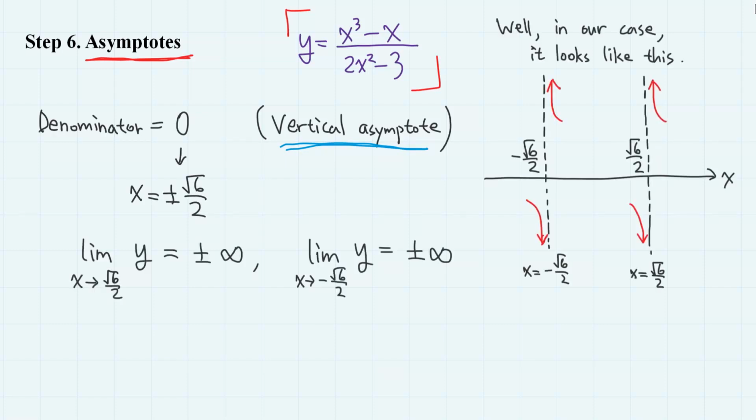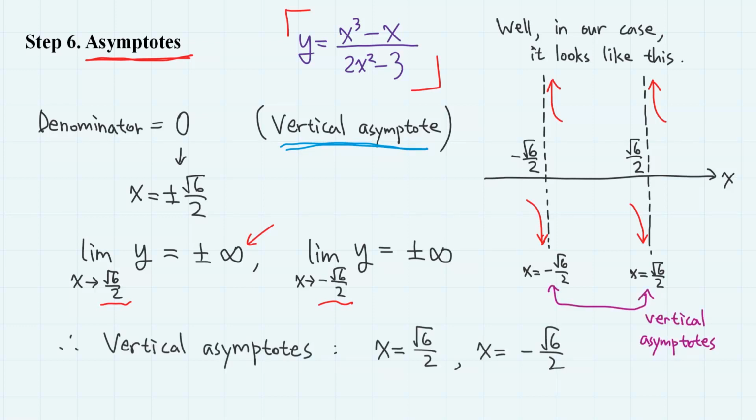This means that whenever x approaches either of these two values, the value of y goes to either positive infinity or negative infinity, depending on the approaching direction. This means that we have two vertical asymptotes, x equals square root of 6 over 2 and x equals minus square root of 6 over 2.